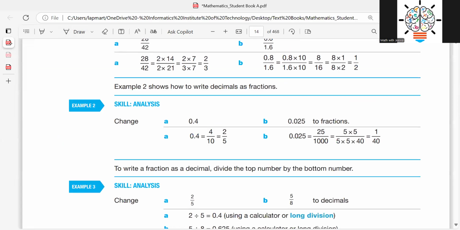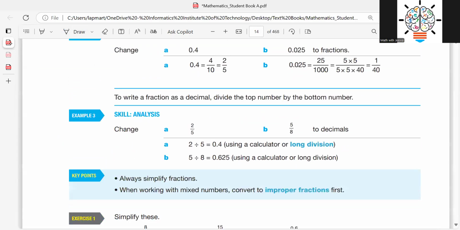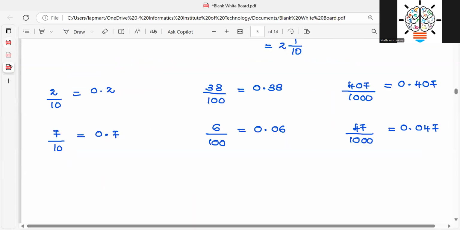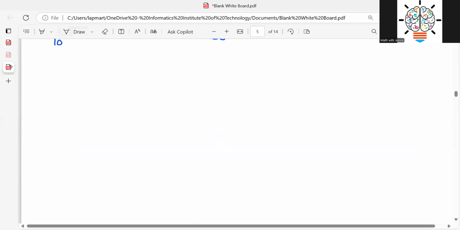So then if you are struggling with these basics, children, please go through them very well and recall everything you have. So then the next one, you can do 2 over 5, let's say. You have something like this. You have 2 over 5. What you should do, you divide 2 by 5.